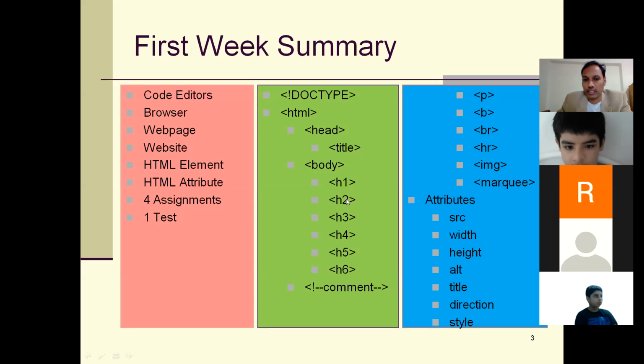You'll be writing the heading tags h1 to h6, and then we have a comment tag also. After this, we can have a paragraph tag. We learned about the paragraph tag and the break tag, the horizontal rule, bold, image, marquee, and then some attributes. This slide we have already gone through. So let's see the second slide.